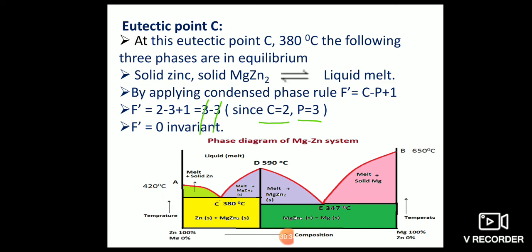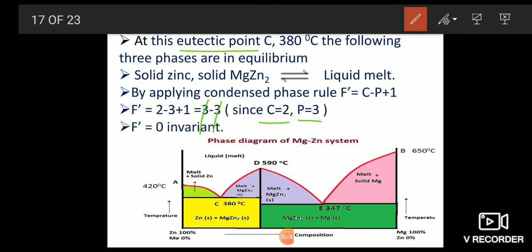That is, at eutectic point C the system is invariant. The composition is fixed at this point and the temperature is fixed, 380 degrees Celsius. Both variables, temperature and composition, are fixed. That is the meaning of invariant. We can't change temperature or composition at this eutectic point. The eutectic point is formed at a particular temperature and particular composition.